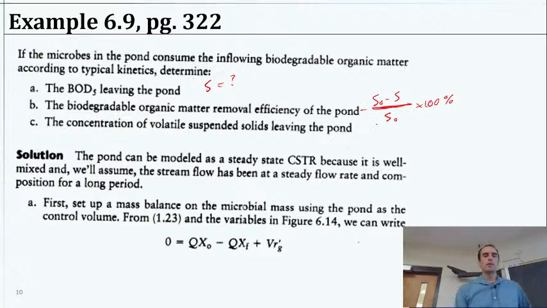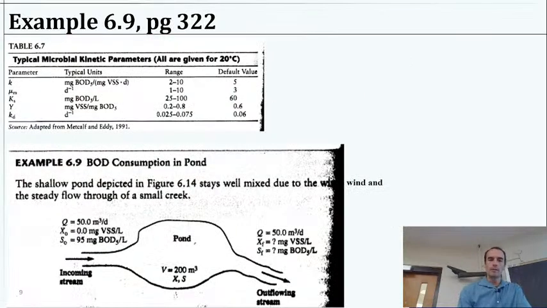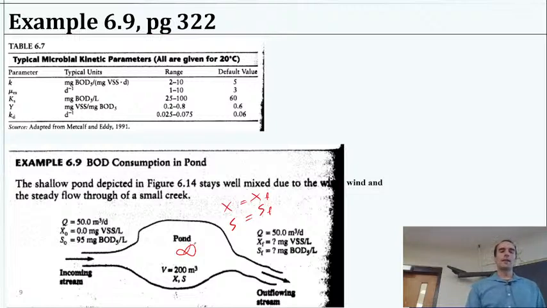And C, the concentration of volatile suspended solids leaving the pond. That's looking for X. Flipping back for just a moment, we see that it says it's well mixed based on wind and stuff. So X here is equal to what's leaving, and S here is equal to what's leaving for S, right? So we can make that relationship. And this is essentially then a CSTR.